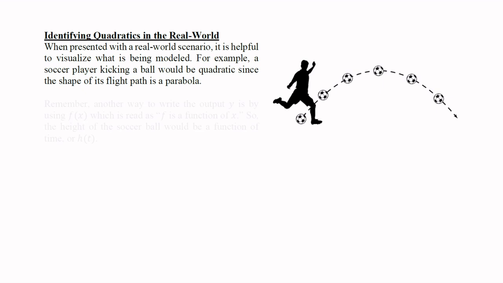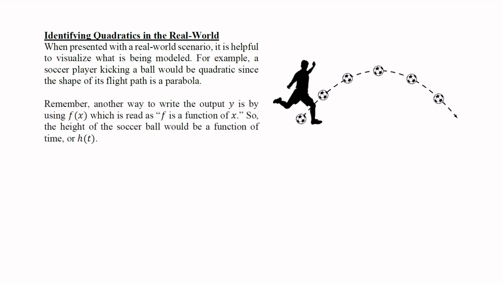When presented with a real-world scenario, it is helpful to visualize what is being modeled. For example, a soccer player kicking a ball would be quadratic since the shape of its flight path is a parabola. Remember, another way to write the output y is by using f of x. So the height of a soccer ball would be a function of time, or h of x, where h is the height and is a function of time, t. So you may see it represented as h of t in a case like that.